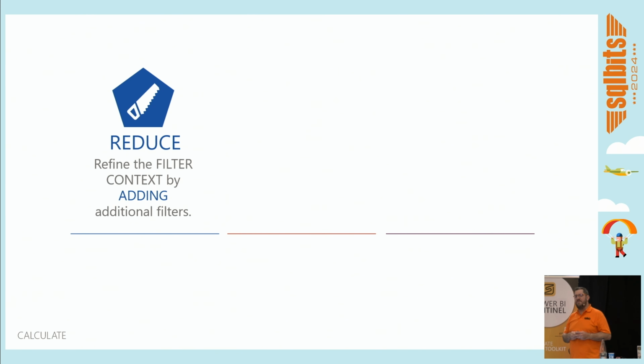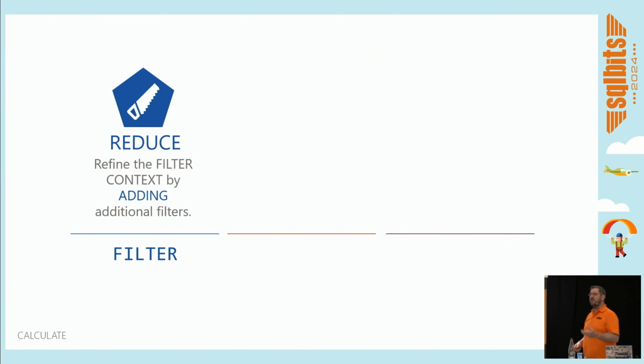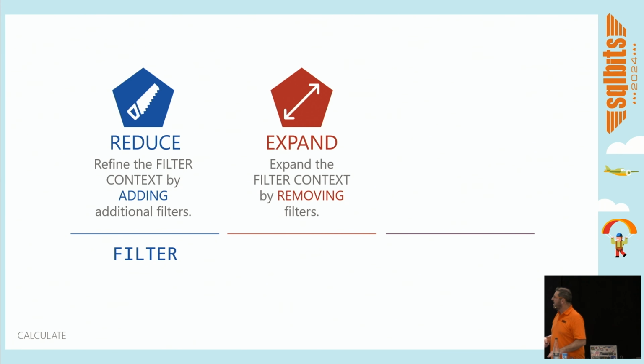What kind of modifications can we do? We can reduce the filter by adding additional filters. That sounds kind of weird. We reduce by adding, but if we think about it, it makes sense. We reduce the filter context. We make our data set smaller because we add more filters to that data set, okay? And the common way we will do that is by actually using the FILTER function in DAX, okay?